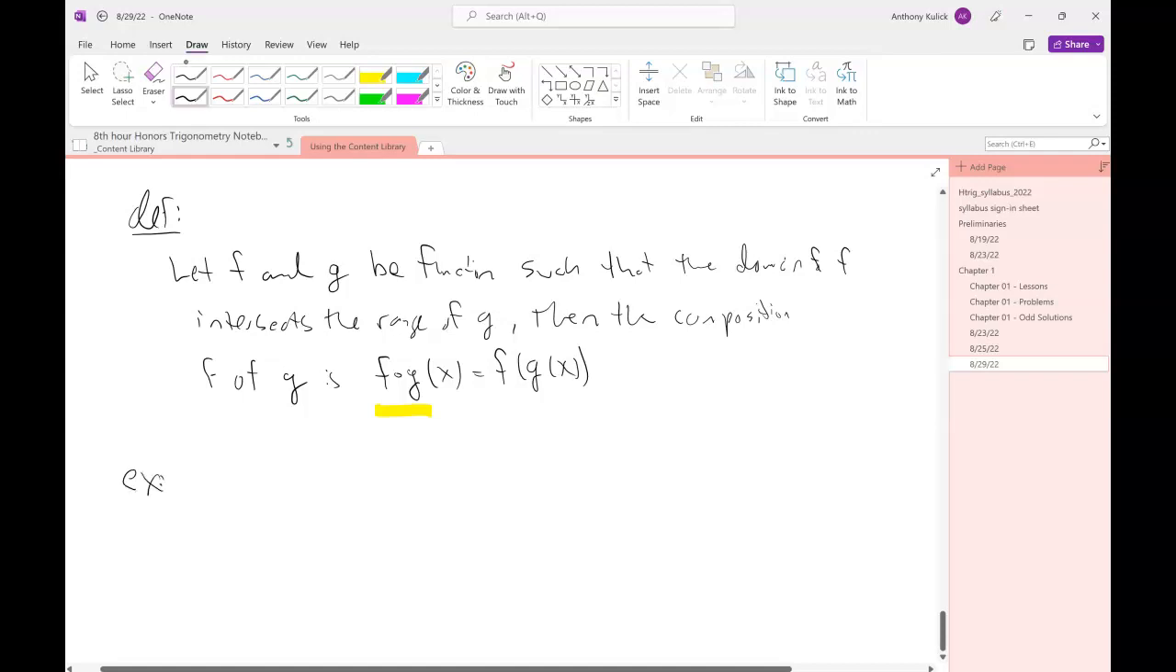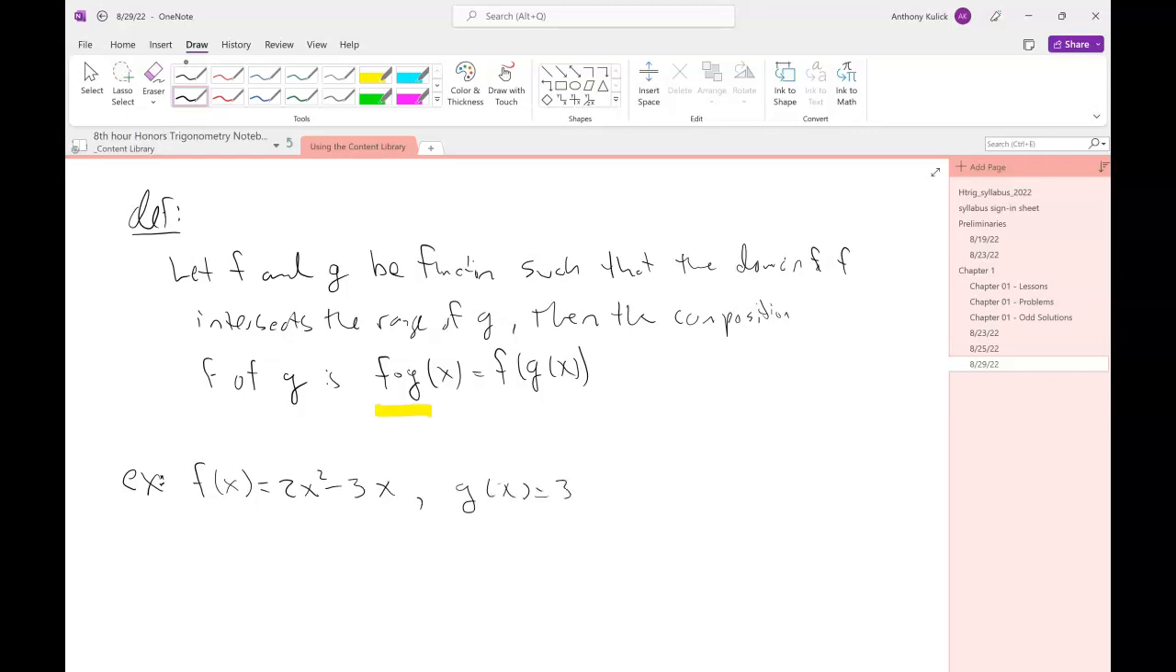You guys remember composition now that we put the notation in here? Oh boy. Okay. So let's look at an example. So let's say we have our f of x. And let's say we have some g of x. And let's say we want to do f compose g of x.